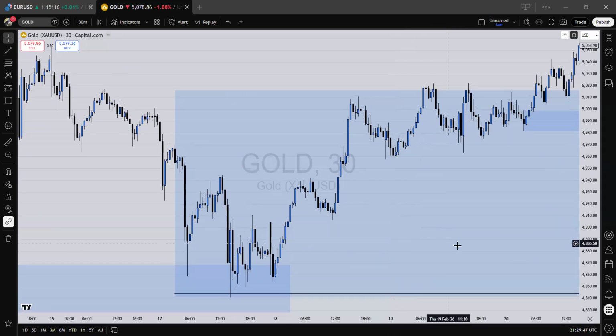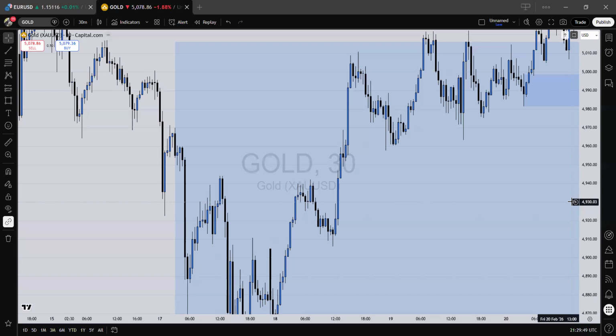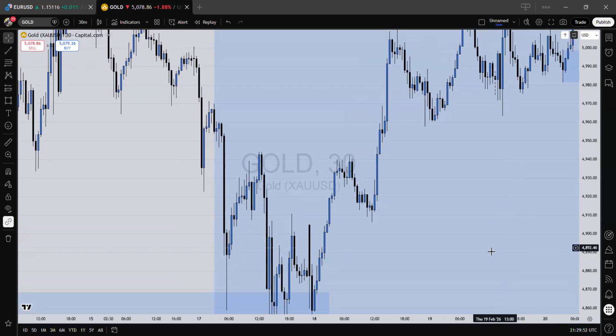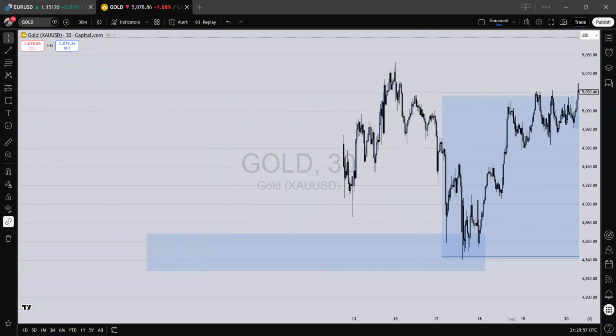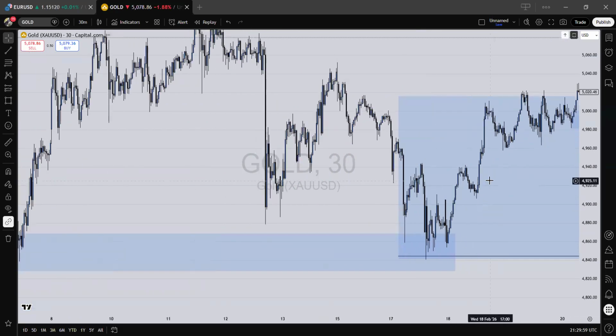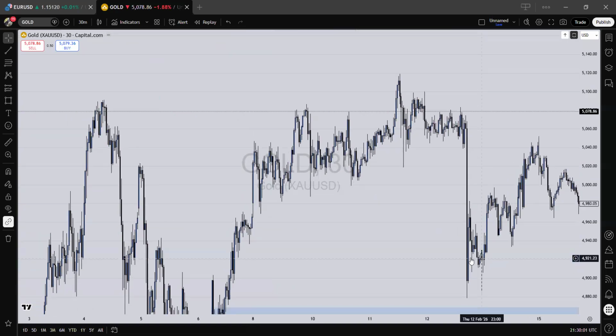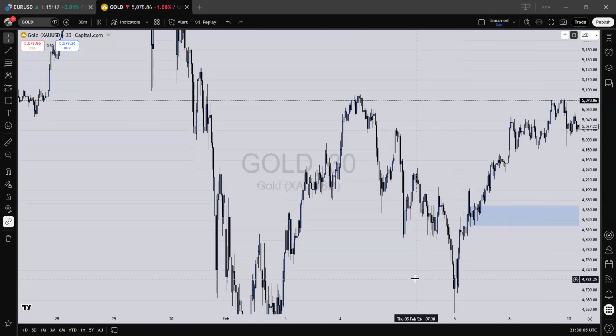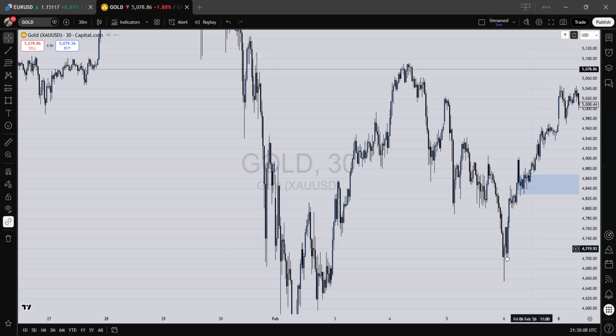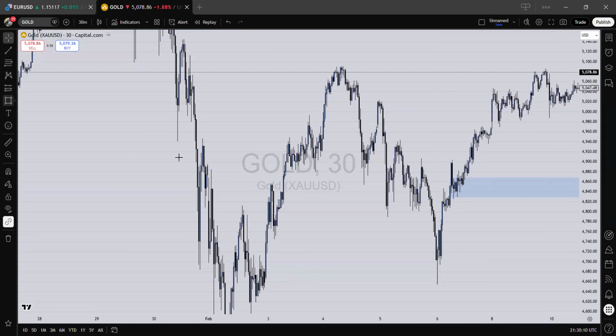And once you want to take continuations, I always like to consider a 30-minute or 1-hour fair value gap. All right. If the fair value gap is not clear in 30 minutes, go to 1 hour. They both work together. Like this one now, market taps into my entry.